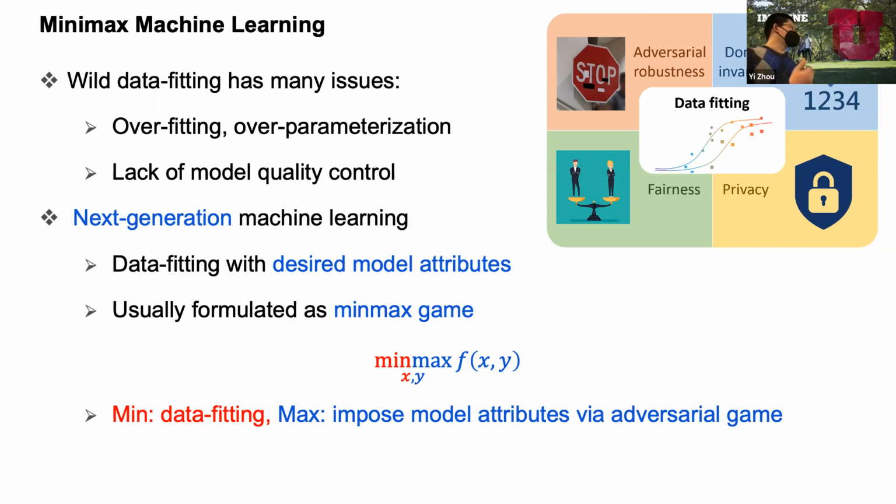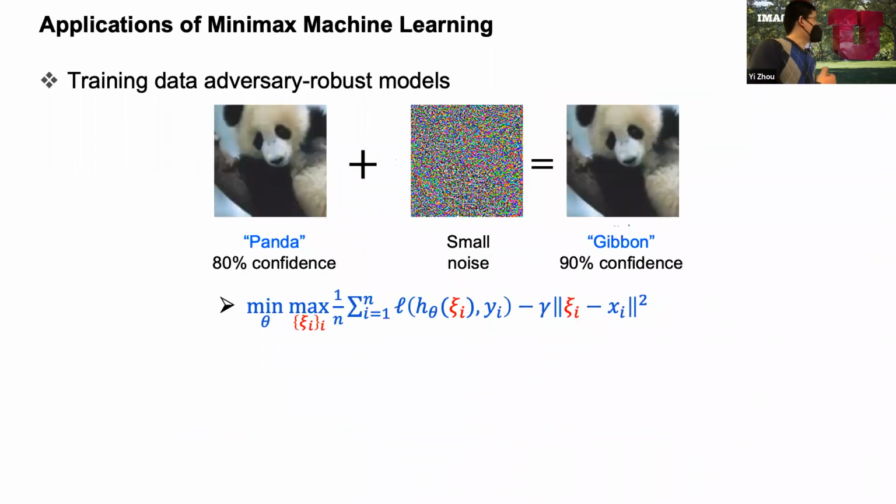It is used to compete with the minimization part and at the same time impose the desired model attributes. So next I'll talk about some specific applications that fall into the minimax machine learning framework. The first application is a very popular application called adversarial robust training.